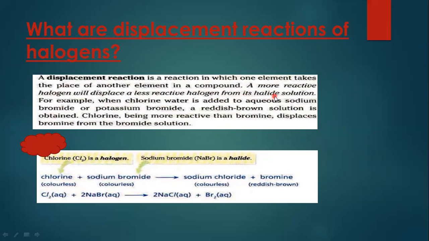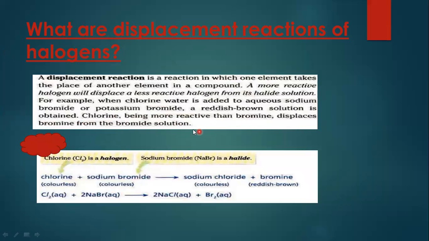We will discuss this point in detail. For example, when chlorine water is added to aqueous sodium bromide or potassium bromide, a reddish brown solution is obtained because chlorine, being more reactive than bromine, displaces bromine from the bromide solution. If we talk about the reactivity of halogens, the member at the top of the group is more reactive, and as we move from top to bottom, the reactivity decreases.